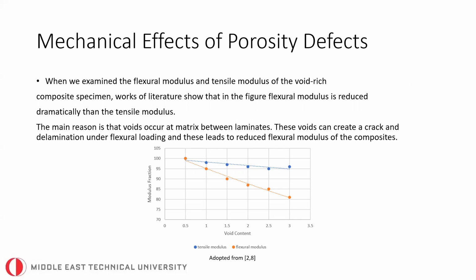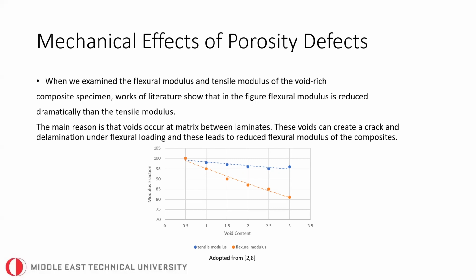Mechanical effects of porosity defects are one of the main topics of this project. Porosity defects affect the mechanical properties of carbon fiber reinforced polymer composite parts. There are many studies showing these phenomena in the light of fatigue, strength, and stiffness tests. As you may see in the figure, flexural modulus is reduced dramatically more than tensile modulus.